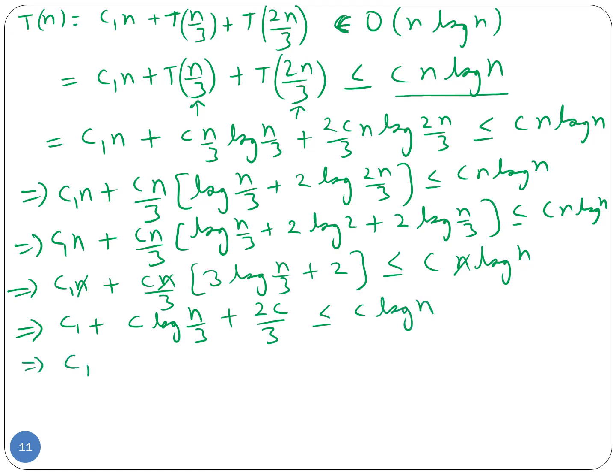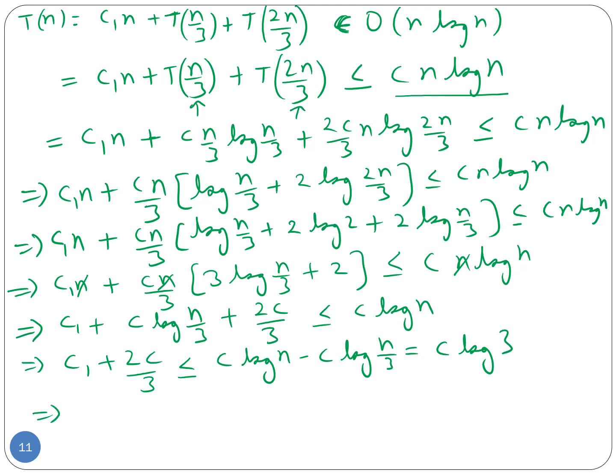So this is basically C1 plus 2C by 3 should be less than or equal to C times log n minus C times log of n by 3, which is simply C times log 3, right? Because log a minus log b means log of a divided by b. So this is how it reduces. Now if you rearrange these terms further, you'll find that this inequality results in C being greater than or equal to C1 divided by log 3 minus 2 by 3. So this is your answer.